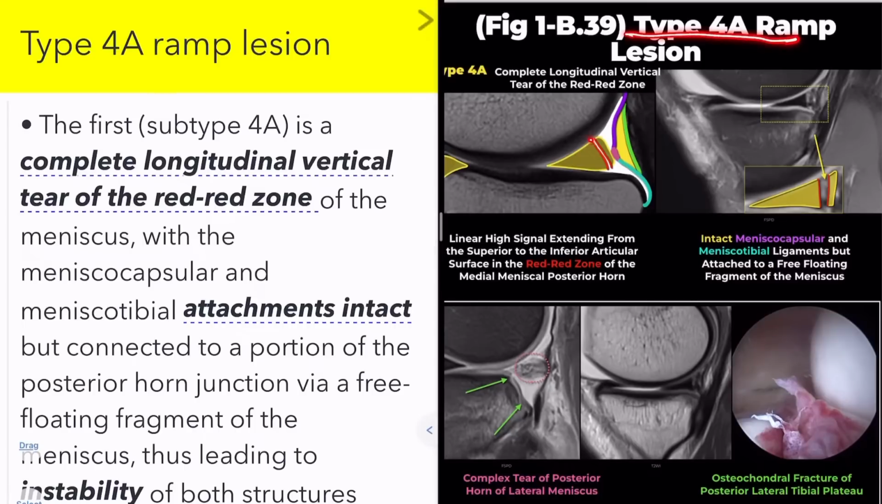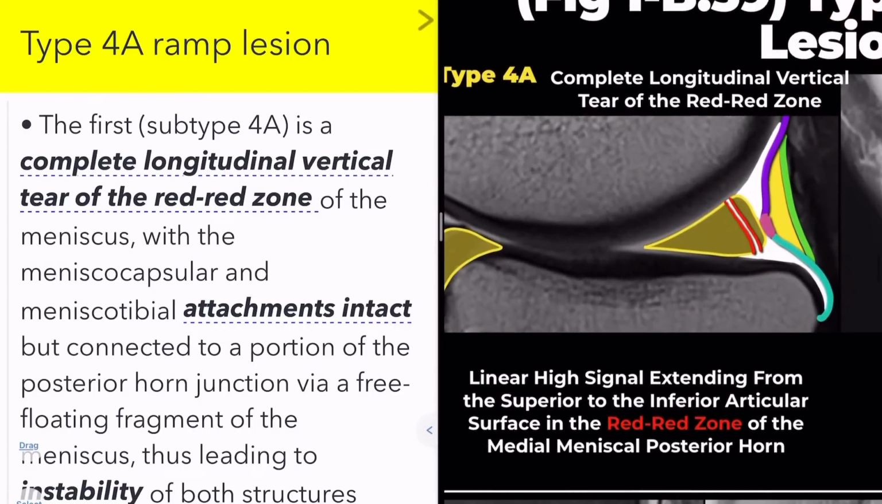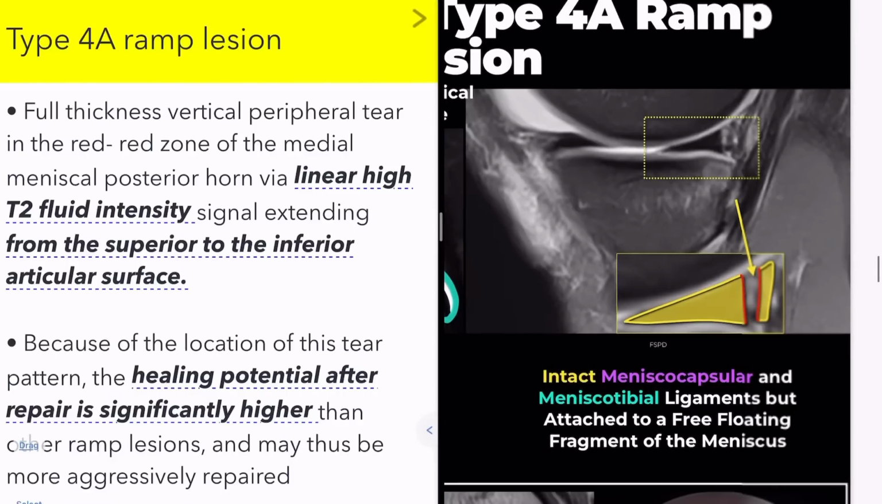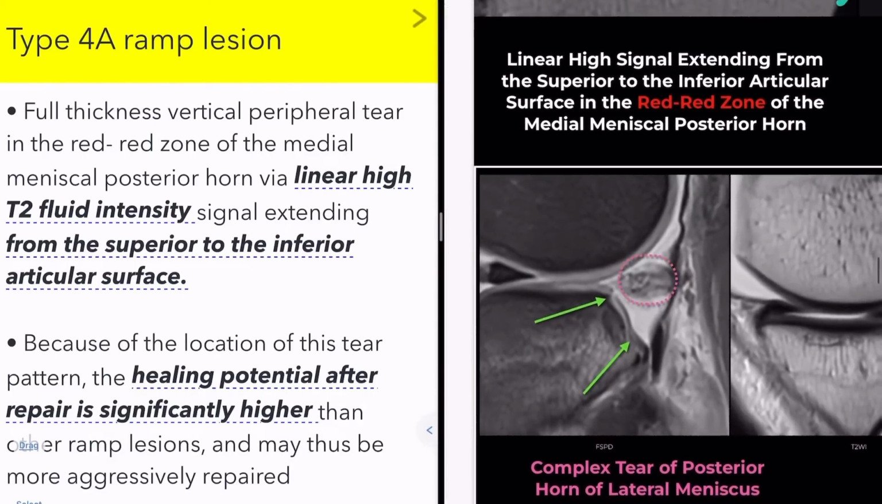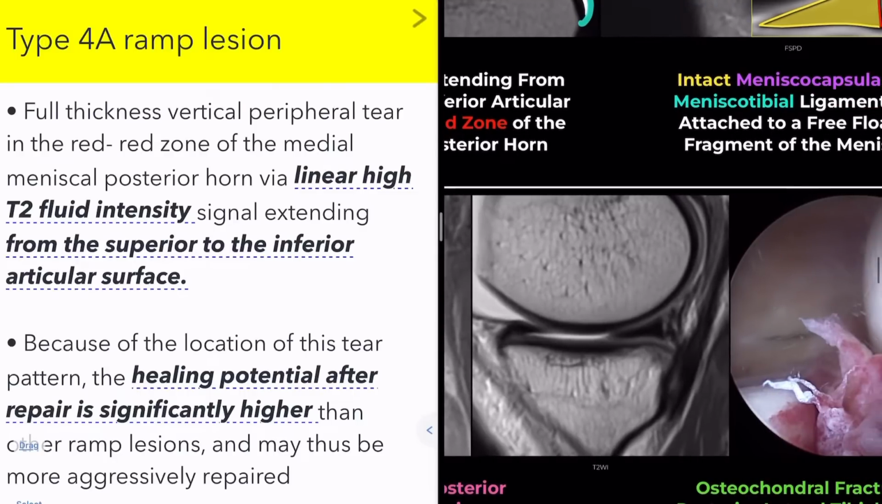Subtype 4A is a complete longitudinal vertical tear of the red zone of the meniscus. The meniscocapsular and meniscotibial attachments are intact but connected to a portion of the posterior horn junction via a free-floating fragment of the meniscus, leading to the instability of both structures. A full-thickness vertical peripheral tear in the red zone of the medial meniscal posterior horn appears as a linear high T2 fluid intensity signal extending from the superior to the inferior articular surface.